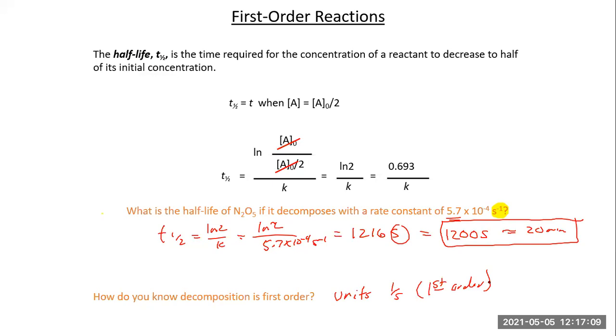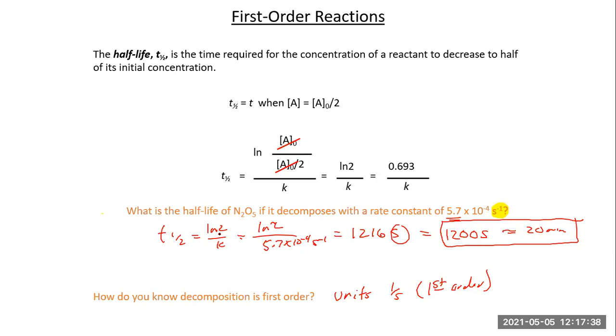Yeah, I had a quick question. Is that a divide sign, or is that an equal sign between the ln2 over k and then the ln2 over the 5.7? Yeah, right here, like between those two. Is that just an equal sign because we're putting the k in for the equation following it?